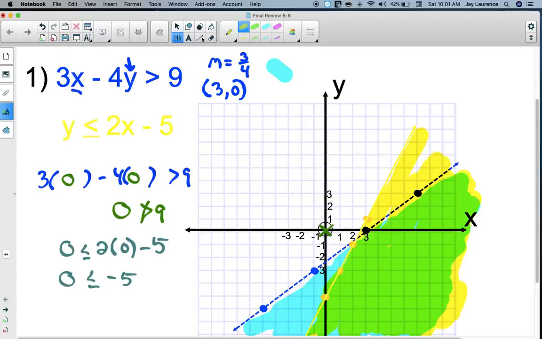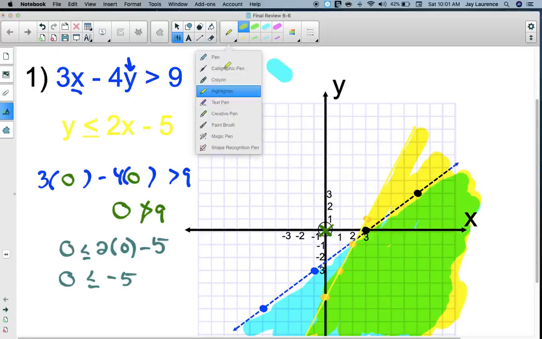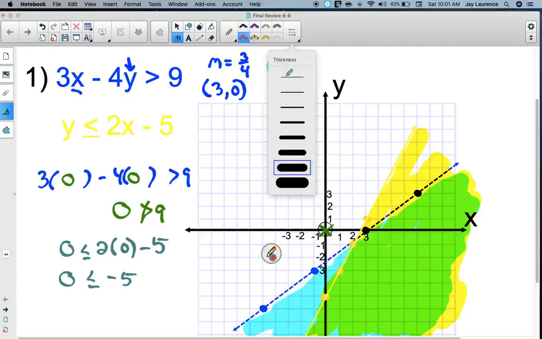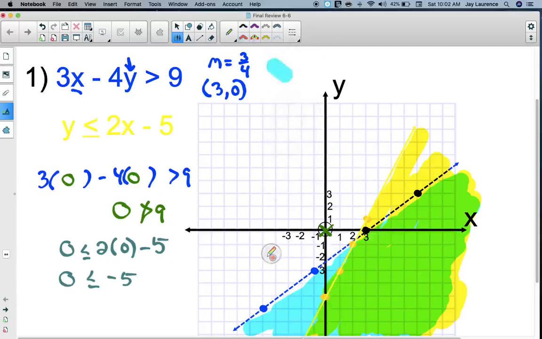So let me see if I can trace that in something unique. Okay, so I'll use this, and I'll make it nice and thin. So my solutions go here. And then at this point, we continue on, but it's the broken line. So my shaded region is everything in here on forever.